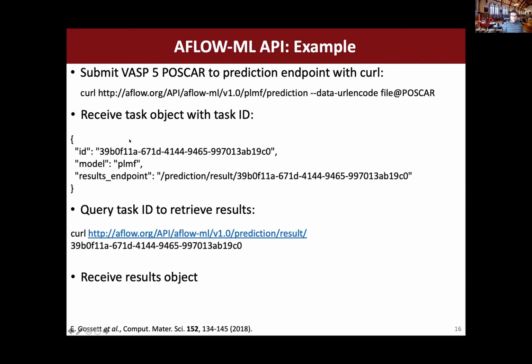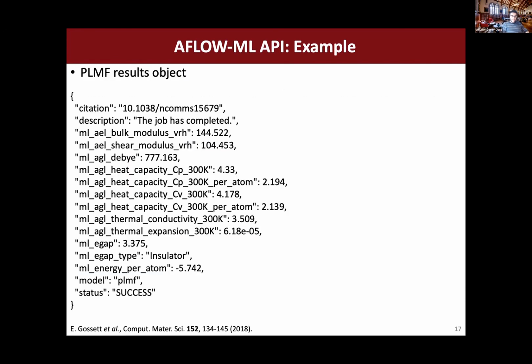It's going to immediately return this task object, which contains the ID. You take this ID and do another curl request to this endpoint instead, the prediction results endpoint. The line is long here, but you attach the ID to the end of it. You just put a slash and then the ID at the end, and it'll return a response object, which, if the status is successful, will also contain all the predictions. This is what the results object looks like. You'll see here the status is successful, so the object contains all of the predictions for that model. You see here we have bulk modulus, shear modulus, the Debye temperature, heat capacity, everything I talked about previously, based on the model.